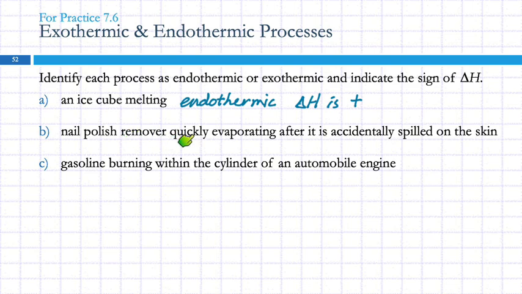Nail polish remover quickly evaporating after it's accidentally spilled on the skin. Nail polish remover is acetone. I actually have some squirt bottles of acetone. Don't know where they went. Oh, they're in the back.